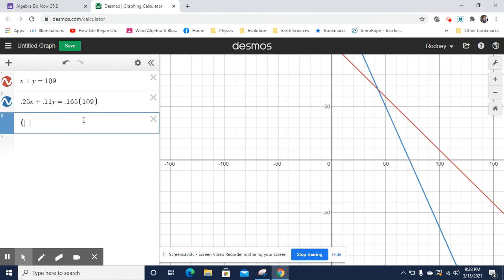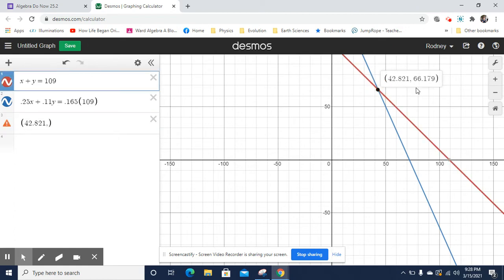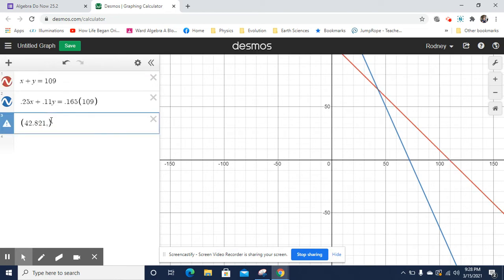So I'm going to say 42.821, comma, let's click on that point one more time, and then we've got 66.179. 66.179, and I'm going to go ahead and label that. Okay, so this is the point, so we'll label that. So let's get rid of some of that notation. Okay, so here we go.